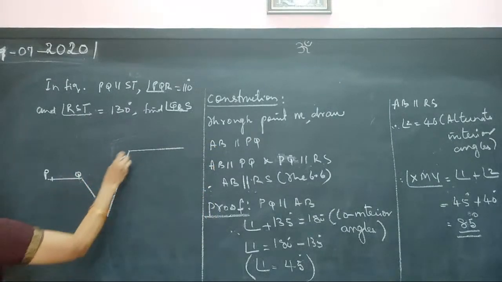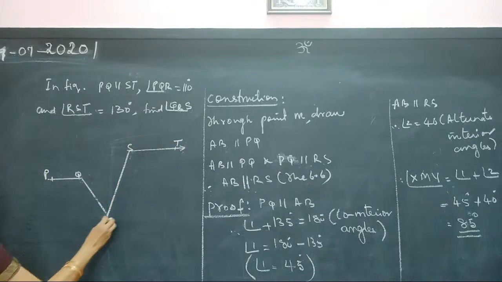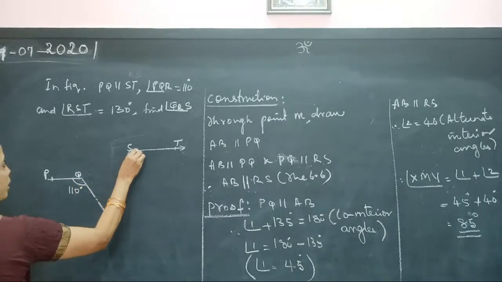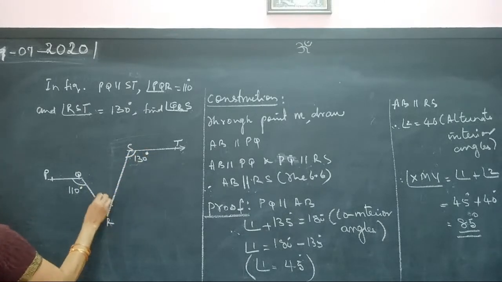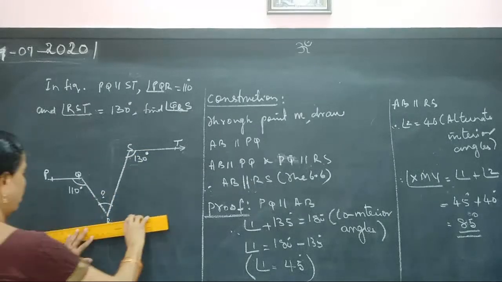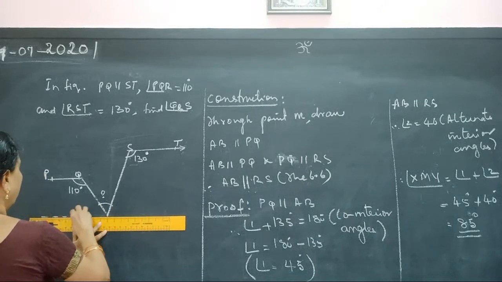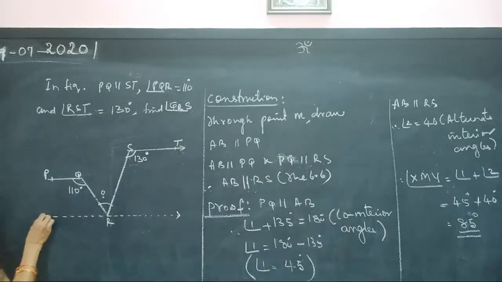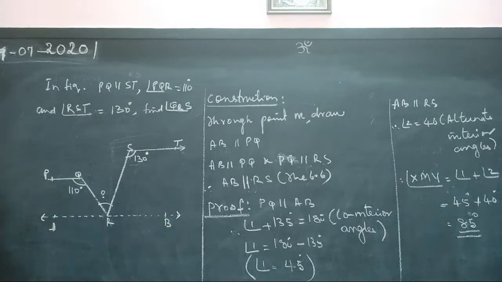PQ is parallel to ST. Angle PQR equals 110 degree. Angle RST is 130 degree. Find angle QRS. Here also you require one construction. Do the construction using a dotted line like this. Name it as MN or AB.